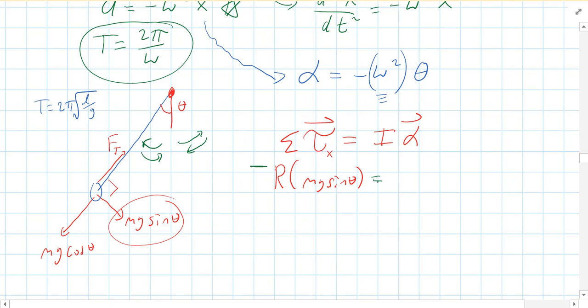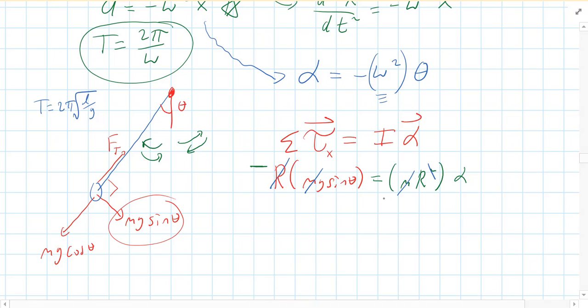Now, it's a pendulum bob. What's the moment of inertia? Well, it's simply mr squared and then alpha. Okay. So we can do a little tidying up here. One of the r's drops out, right? And the m drops out. So as you learned last year, the mass of the pendulum bob doesn't matter.